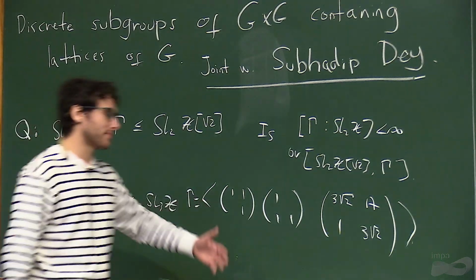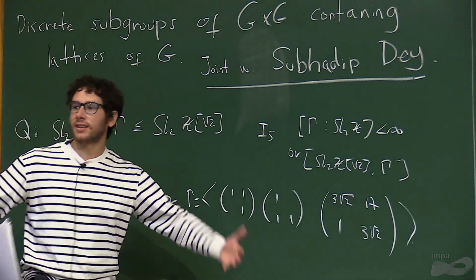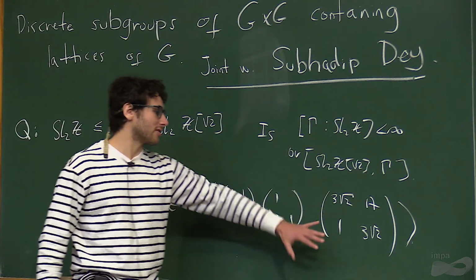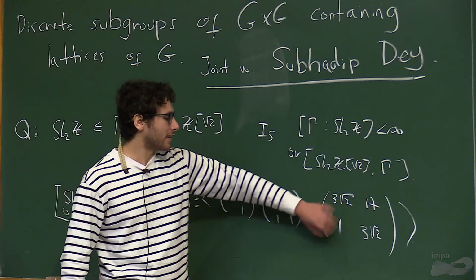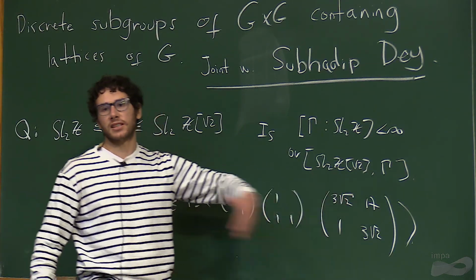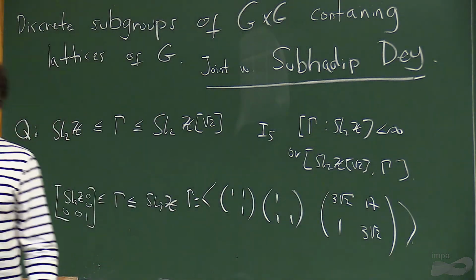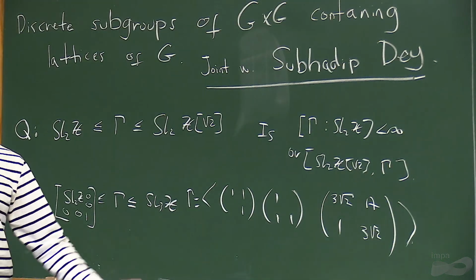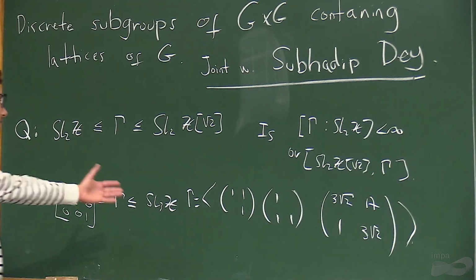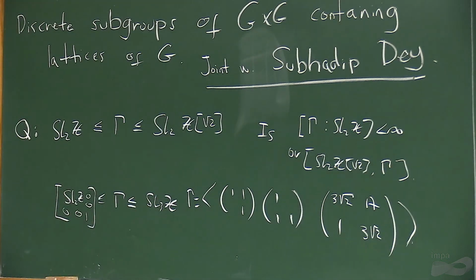or maybe one project could be just to take, how large can you take this matrix, and see if a computer program tells you whether this is a finite index subgroup or not. Okay? Is the question clear?